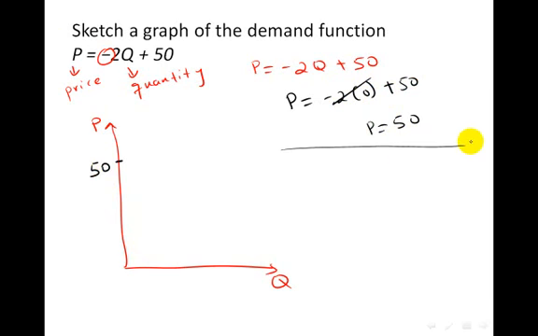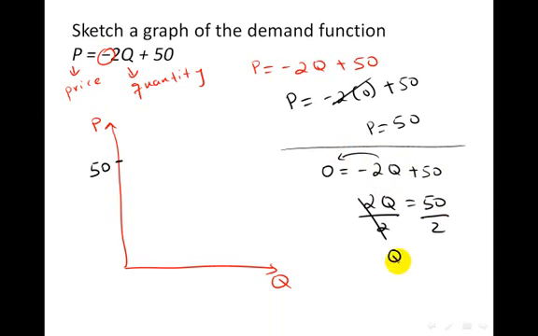In the other point, you're supposed to make P equal to 0. So 0 equals negative 2Q plus 50. Take this one to the other side. 2Q equals 50. Divide both sides by 2. So the value of Q will be 25.